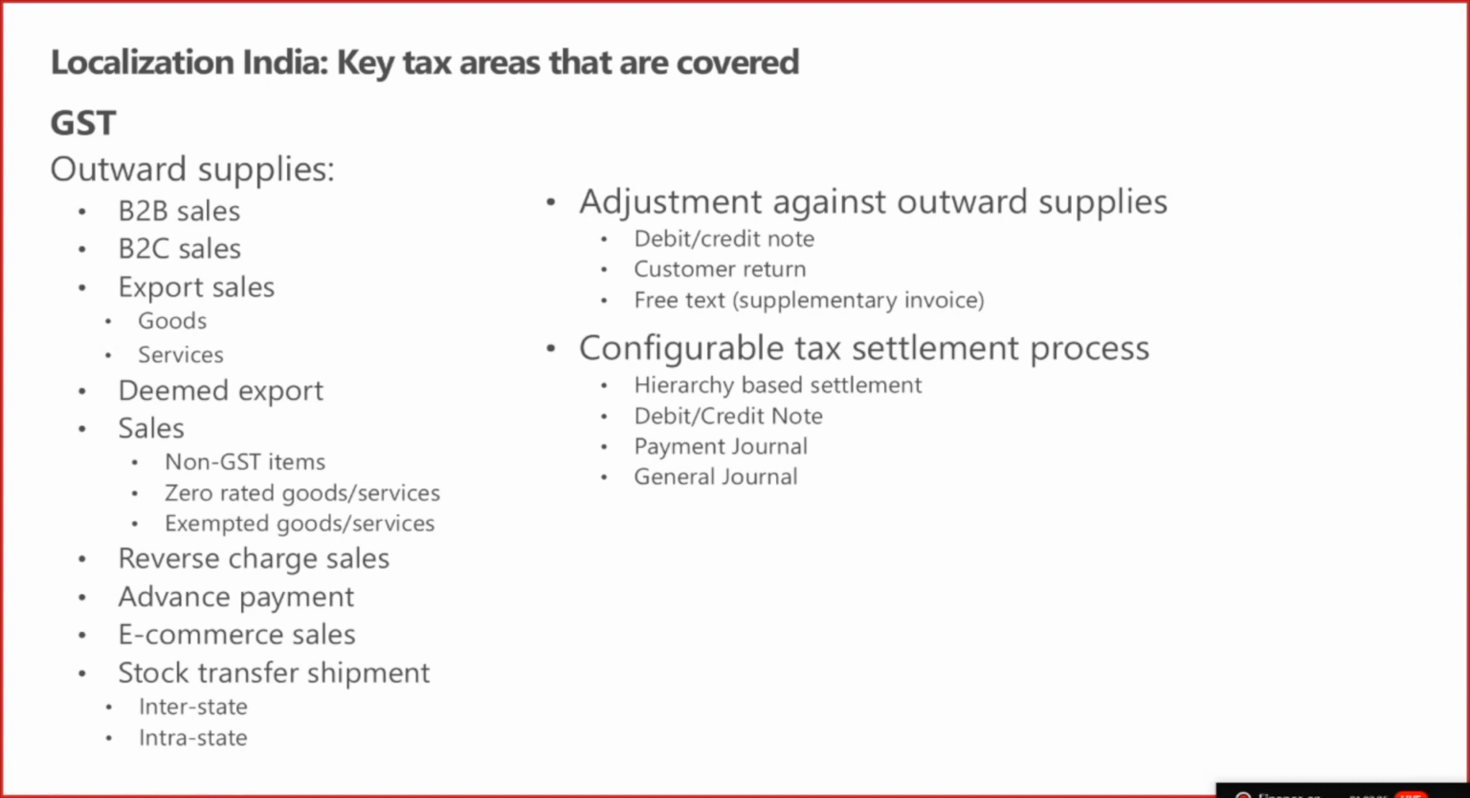And configurable tax settlement process: you know that we have provided a hierarchy-based settlement process where you can define how a particular tax component will be settled against another component. As you know, the government has changed the settlement process. You can define that CGST can be set off against IGST, and you can create multiple sets of hierarchies and activate one of the hierarchies. So this is the feature which is available from the outward supply side.